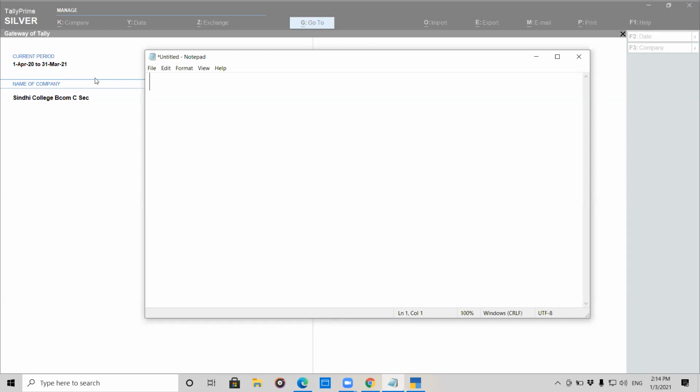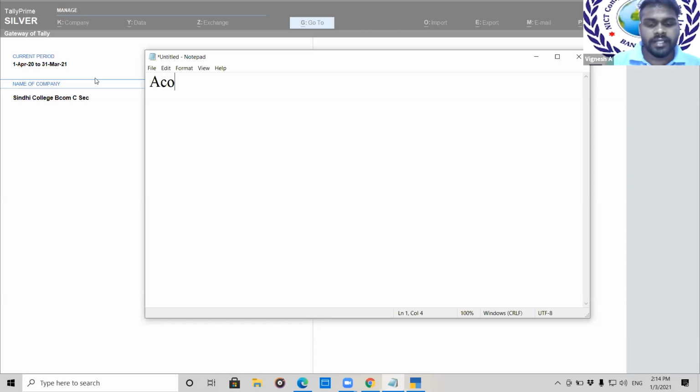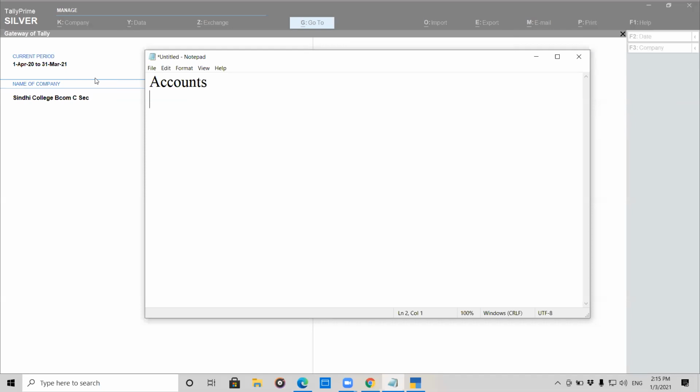Yes, sir. So first of all, what do you mean by accounts? Accounts is just something where we record our day-to-day transactions. Whatever financial transaction is happening in my company, related only to your company. If I make a purchase, if I make a sale, if I make a deposit, if I make a withdrawal, if I make a transfer, if any financial transaction is happening in your company, you're going to record it in your company's books. That is accounts. Am I clear? Yes, sir.